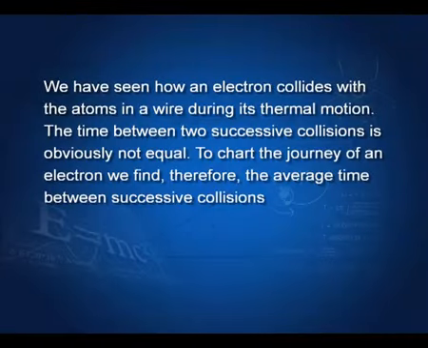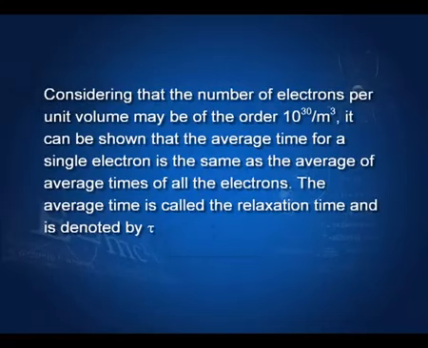We have seen how an electron collides with atoms as it drifts through the wire. The time between two successive collisions is obviously not equal. So, what we do is we take an average, but since the number of electrons is very large, this average is equal to the average of average times for all electrons. That is, if you take all the electrons, find the average time between collisions, then take their average, that is the average time between two collisions, and this is called relaxation time, and it is denoted by this Greek letter tau.